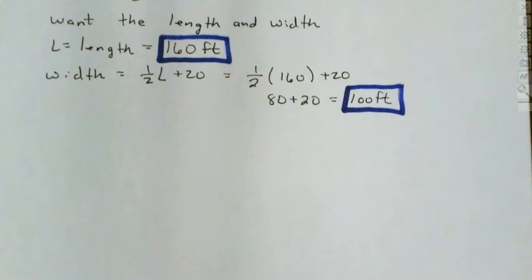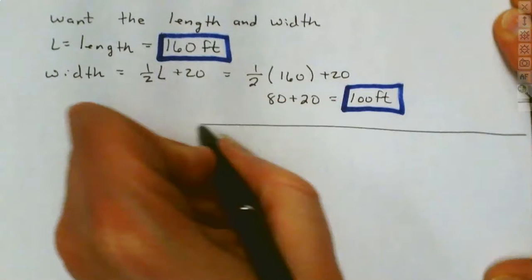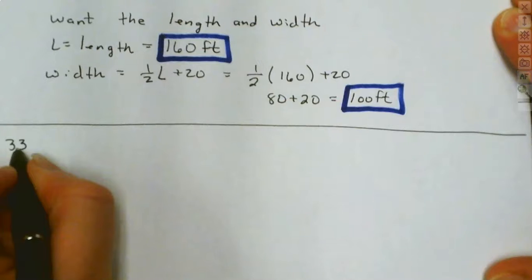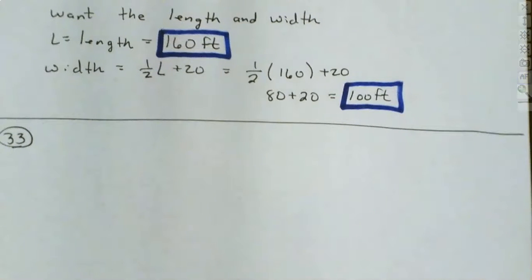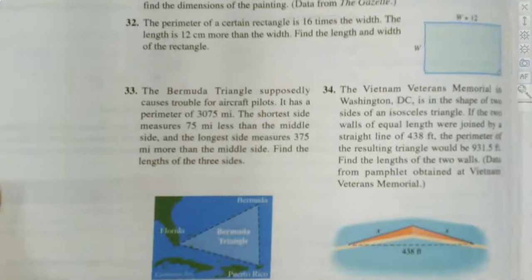Let's look at another one. Let's look at question 33. This is a triangle problem. And this one's discussing the Bermuda Triangle. Now, what do we know about our triangle? So while you're copying down the last question, what do we know about a triangle? A triangle's got 3 sides, right? So when we talk about the perimeter of the triangle, what are we going to do? Add up all the sides. And there's going to be 3 of them.